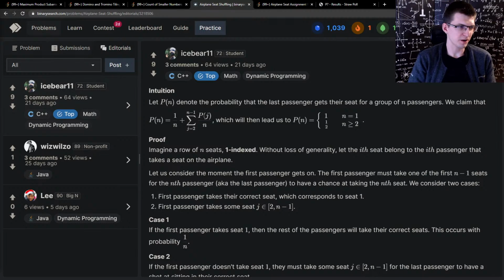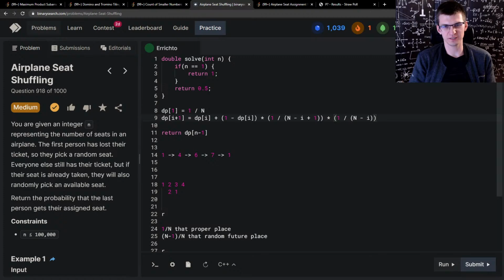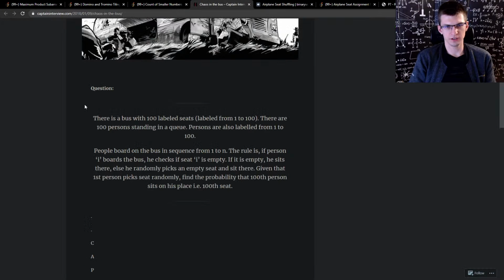Sometimes there are math puzzles also in coding interviews, which maybe isn't perfect. But at least you can now go to this link and submit 2 lines of code or 1 line. Chaos in the bus, this. I will read that.